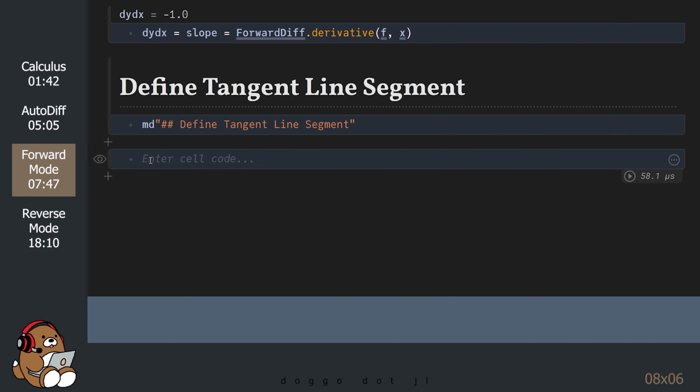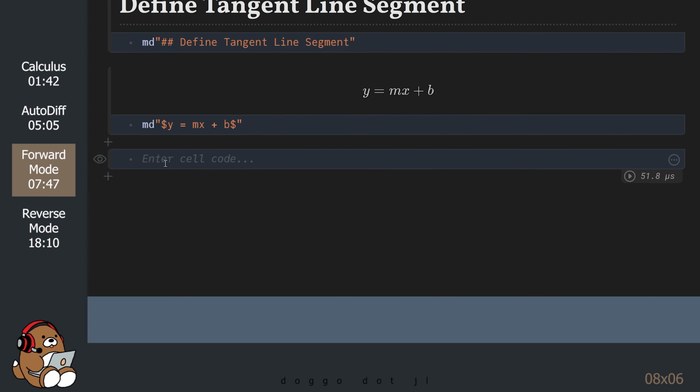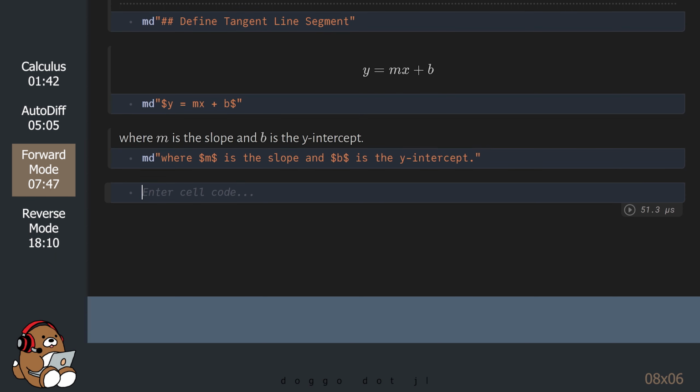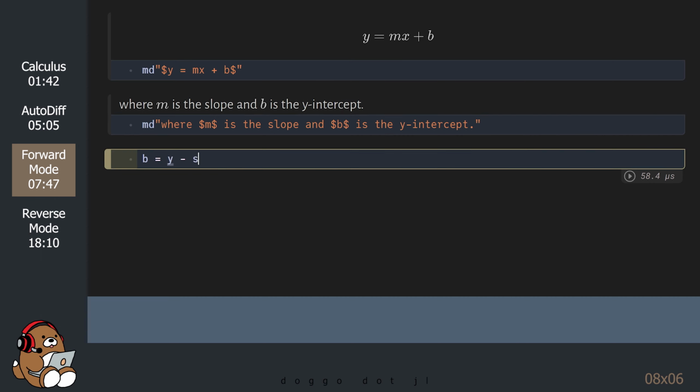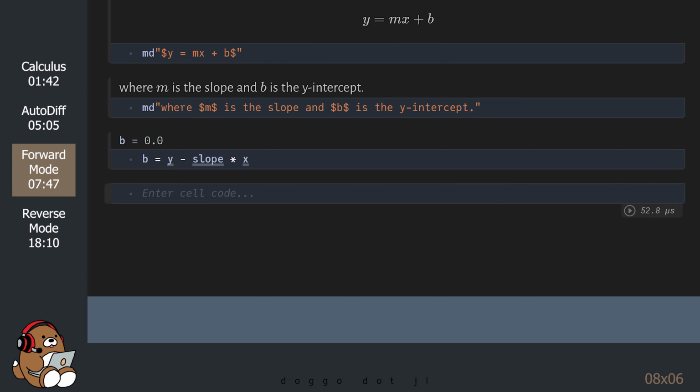We know from algebra that the equation of a straight line is y equals mx plus b, where m is the slope and b is the y-intercept. In this example, we know the values for x, y, and m, so we can calculate the value of b. x is the value controlled by our slider. y is the same as f of x. And m is the slope, which is the same as f prime of x.